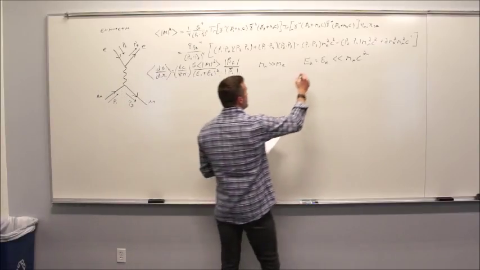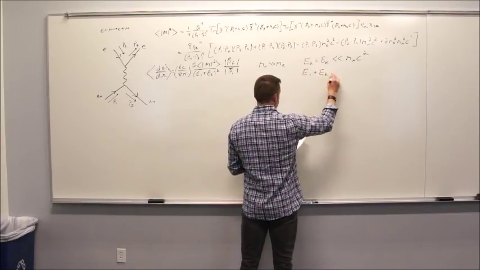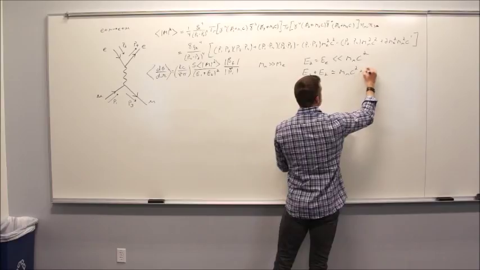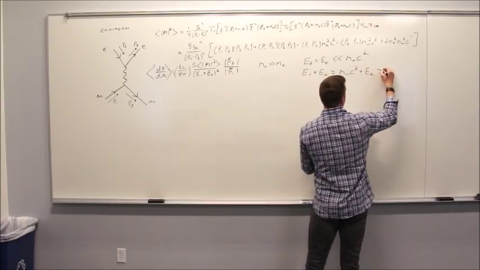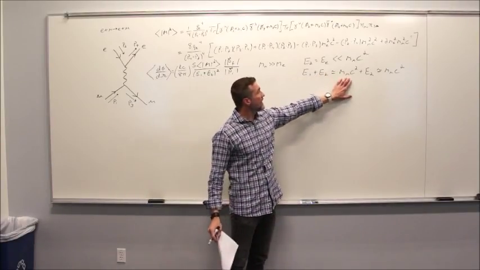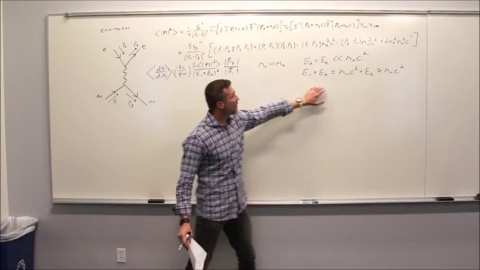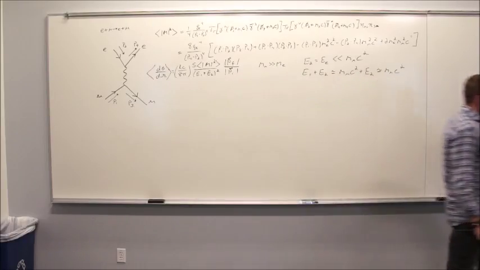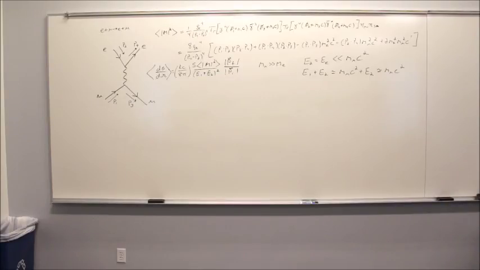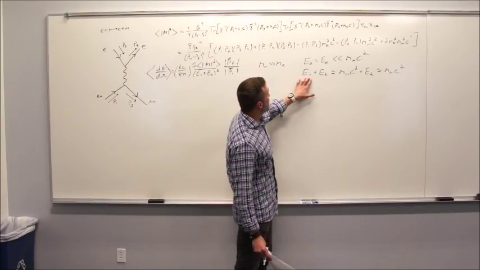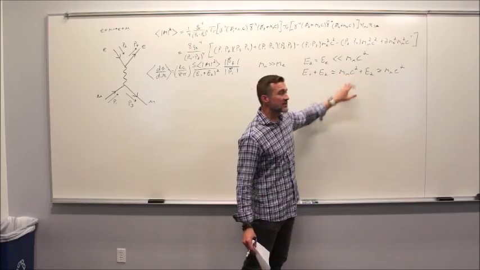Okay. So in that case, E1 plus E2 is approximately the mass of the muon, c squared, plus E2, which is approximately the mass of the muon, c squared. Okay? Now, why did I write this? Why did I say that the energy of particle 1 is essentially the rest mass energy of the muon? Let me pick a card. Martin. Why would I argue that in this scenario, the energy of the incoming muon is roughly its rest mass energy?